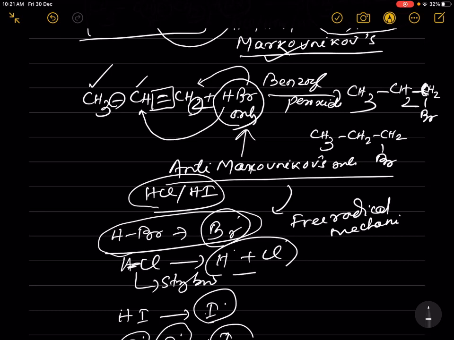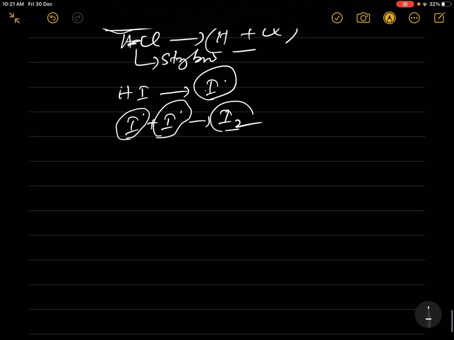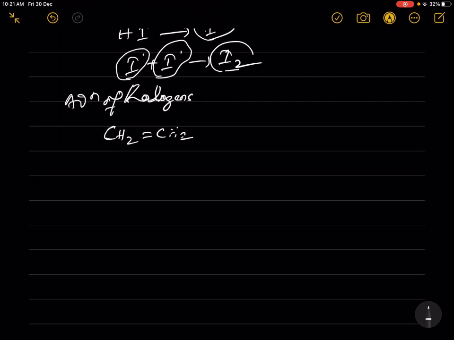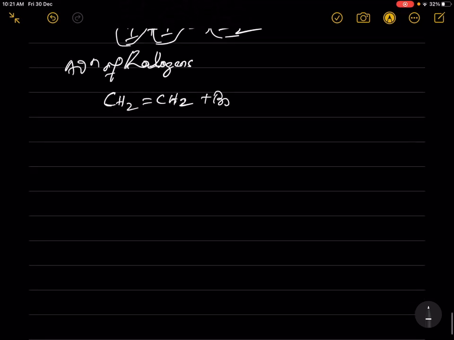Next, addition of halogens. You see CH2 double bond CH2, addition of halogens. CH2 double bond CH2 plus bromine in presence of CCl4, carbon tetrachloride. The reddish brown color of bromine in CCl4 gets discharged.